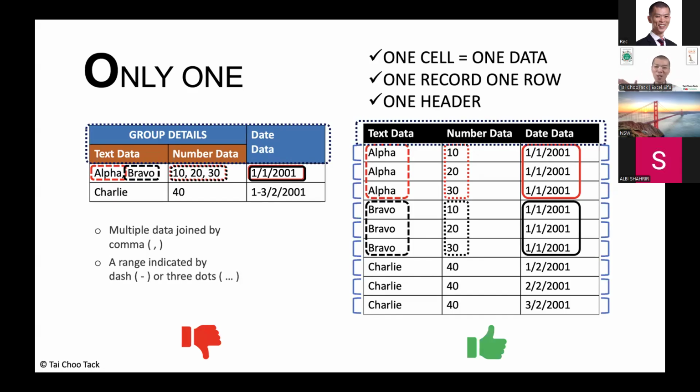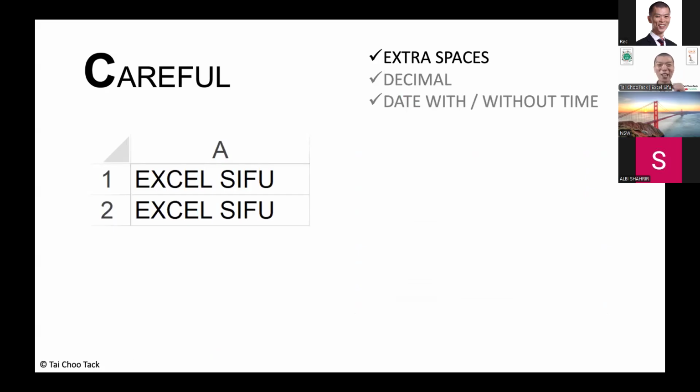So we have R, we have O. What is the next letter? Yeah, please let me know in the chat. We have R, we have O. What's the next one? C. Yes, thank you, T1. Thank you, Ong Big, and thank you, Samsudin. So it's C. Careful, yes.